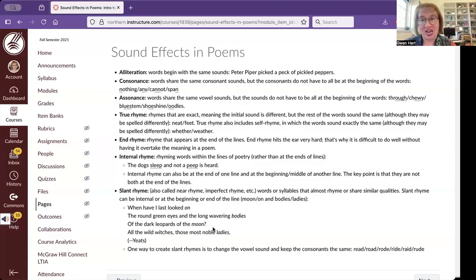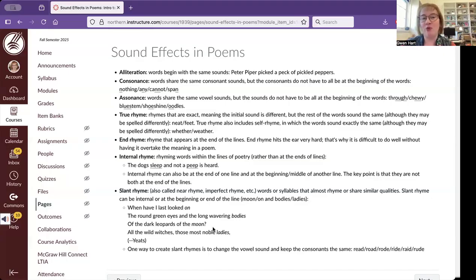True rhymes, again, you're probably familiar with. Usually they're exact rhymes, where the initial sound is different, but the rest is the same. Although again, they could be spelled differently. So neat, feet. It's just the n and the f at the beginning that are different. The rest is the same. True rhymes also include self rhyme. So the words are exactly the same word, or they might be words that sound the same, even though they're spelled differently. So weather, as in whether or not, and weather, as in the weather outside. Weather, weather. We don't say them differently.